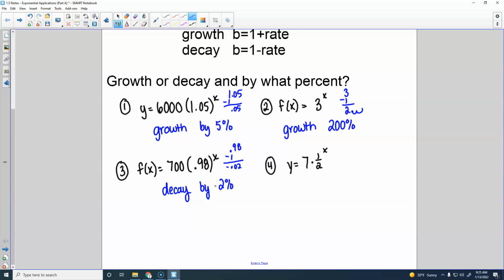All right. And then Reese, what about number 4? Is that growth or decay? It's decay. What percent? 50%. Good. Okay, any questions here? You guys remember doing this?